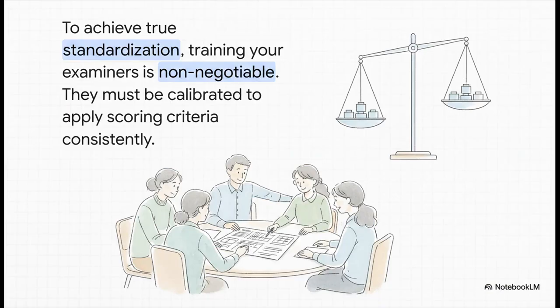But listen, even the most perfect checklist in the world is useless without this final step. Training your examiners is completely 100% non-negotiable. You have to get them all in a room before the exam. They need to watch videos, practice scoring, and argue about it until everyone is on the same page. This calibration is what ensures that a 4 from one examiner means the same thing as a 4 from another. It is the bedrock of standardization.